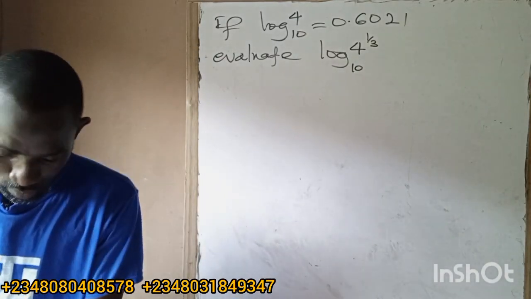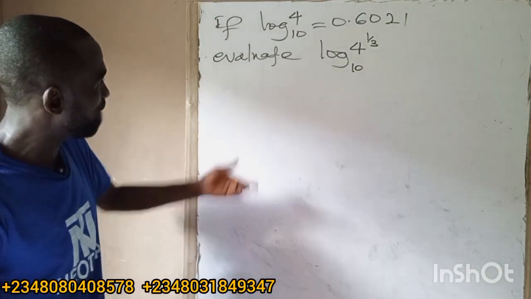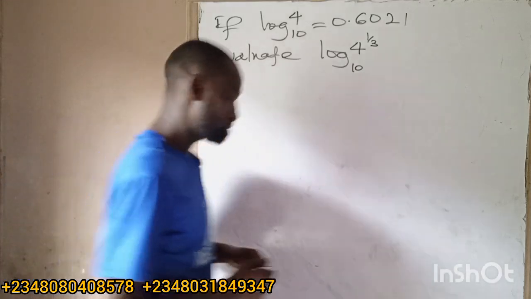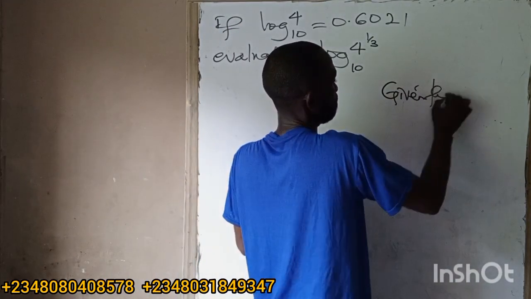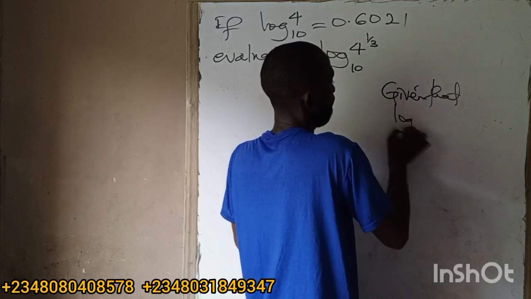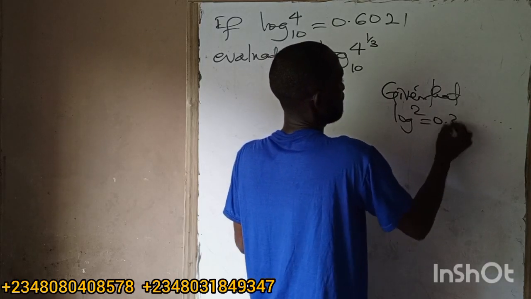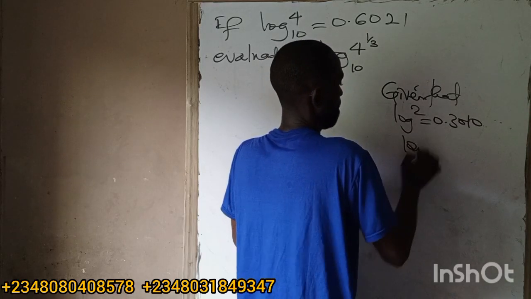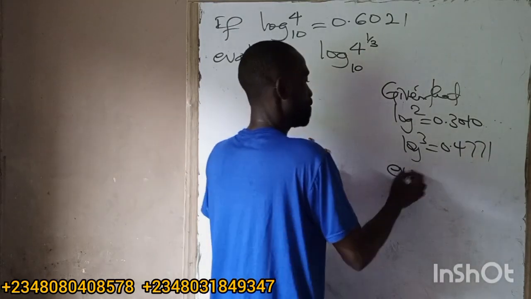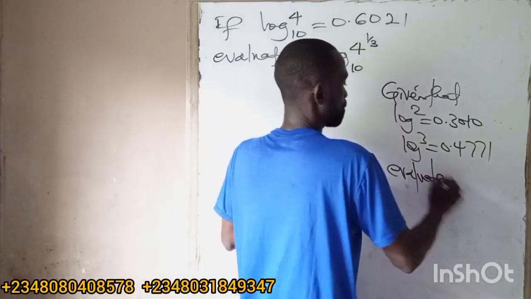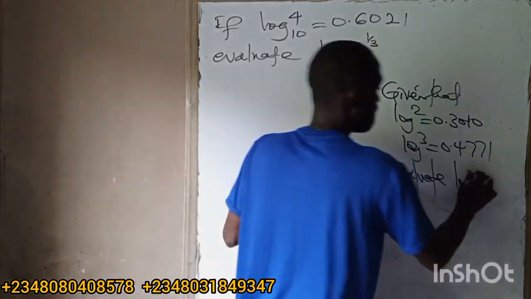Here you are given something and asked to find something. Just like saying, given that log 2 equals 0.3010 and log 3 equals 0.4771, we now have to evaluate the same concept. Evaluate log what? Log 6. So what are you going to do?